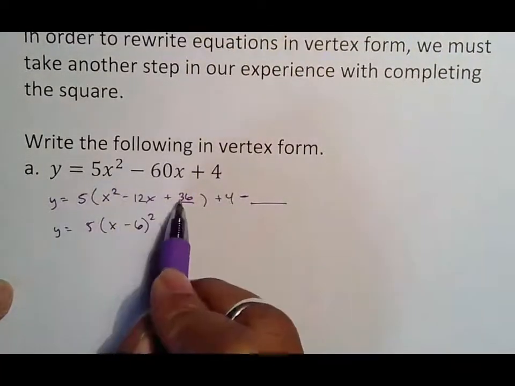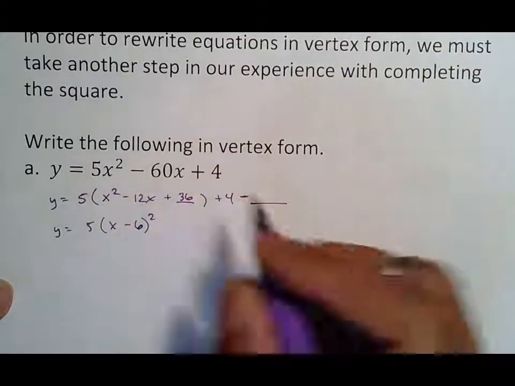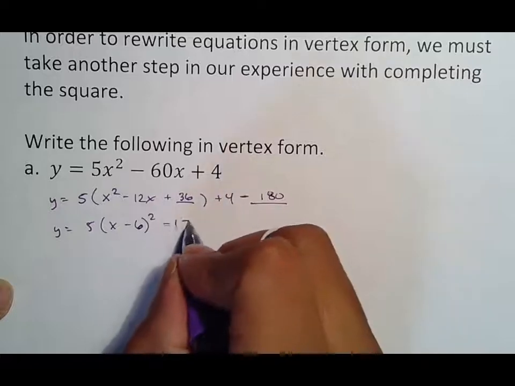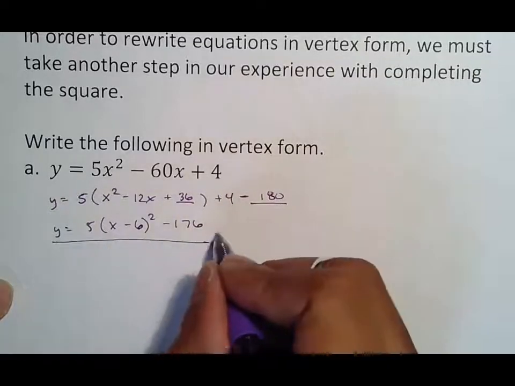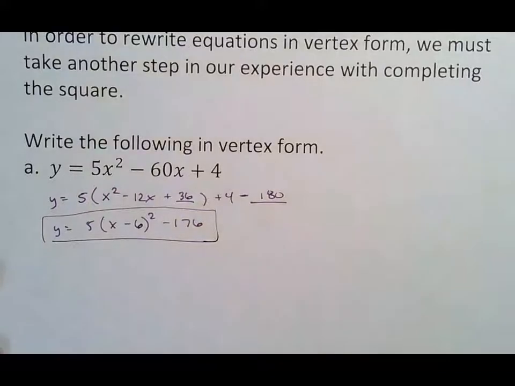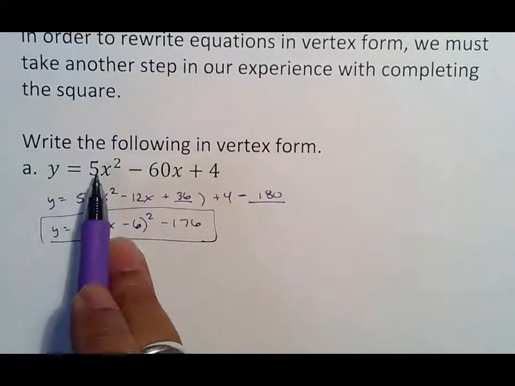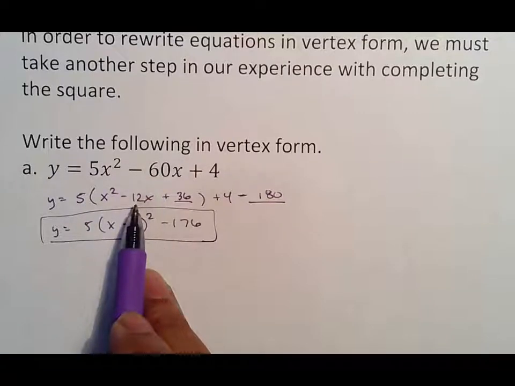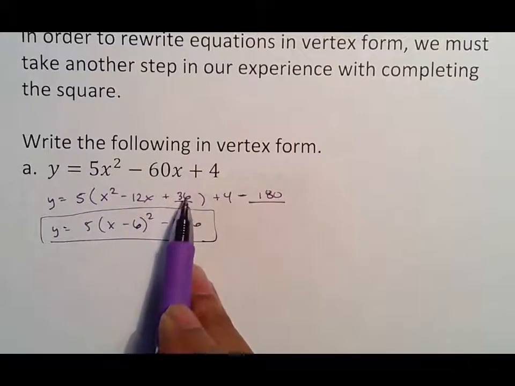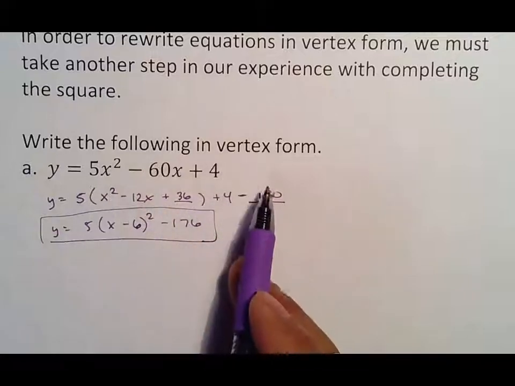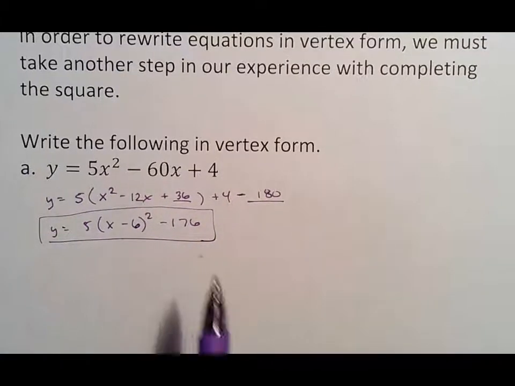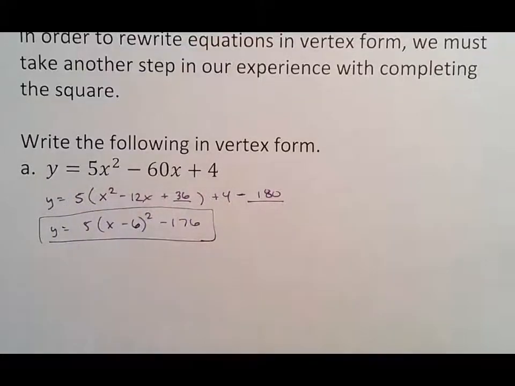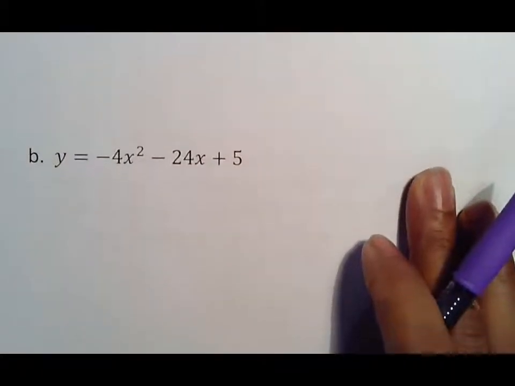Which means that I didn't just add a 36, I actually added 180, so I have to offset that by subtracting 180, which makes this minus 176. So again, whenever there's a number outside, you must factor that number off first, just out of the front two numbers. And whenever you go to add that value, you must remember to multiply it by that number before offsetting what you just did. Because that is not a 36, that's actually a 36 times 5, which is 180, so we offset it by subtracting 180.